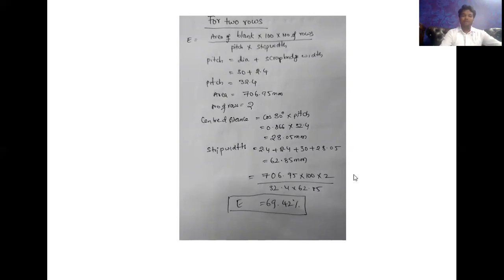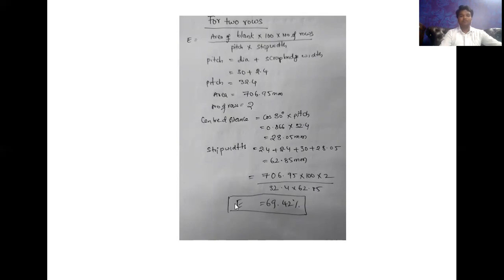So it is always advisable or justified when we want to conserve the material. The double rows always solve the problem and it is always used.